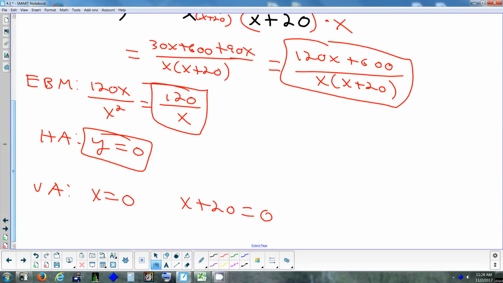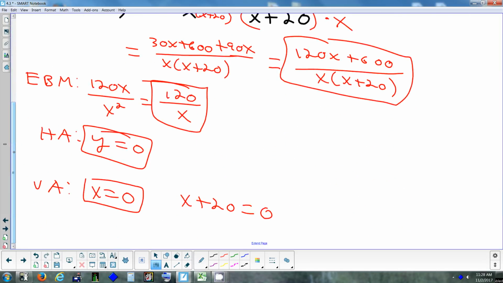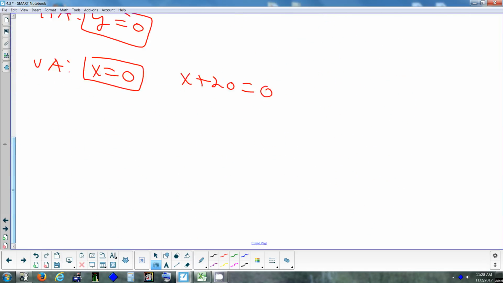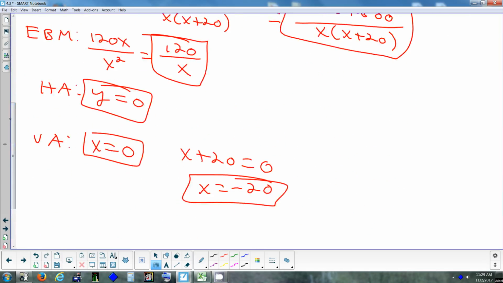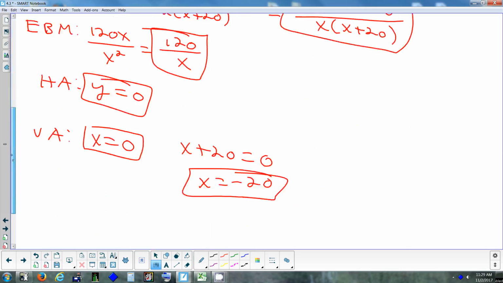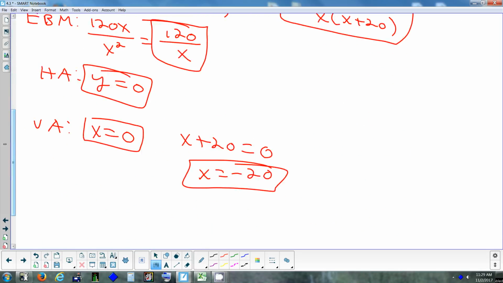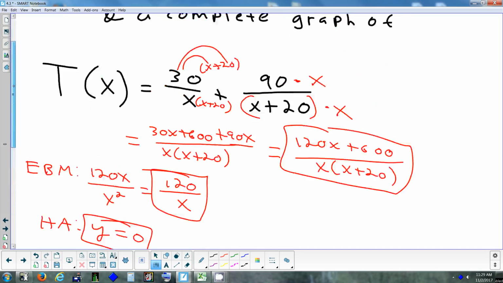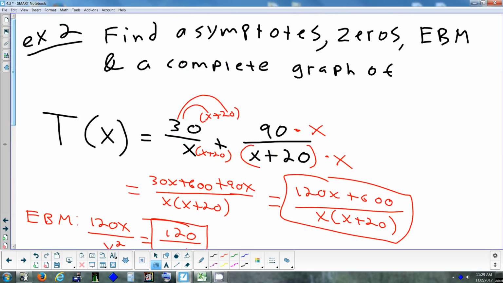If you set the first one equal to 0, it's already solved. The second one is not. What would be the value that would make the second factor 0? Negative 20. Now, I'm not saying that makes sense in the word problem. x is the speed of the car, so negative 20 miles per hour doesn't even make sense. But all they asked me to do was find the vertical asymptote. I found it. It just doesn't make sense, but that is correct. We did everything right. So we got the verticals, the horizontals, the EBM. Complete graph, we'll do that in a second.